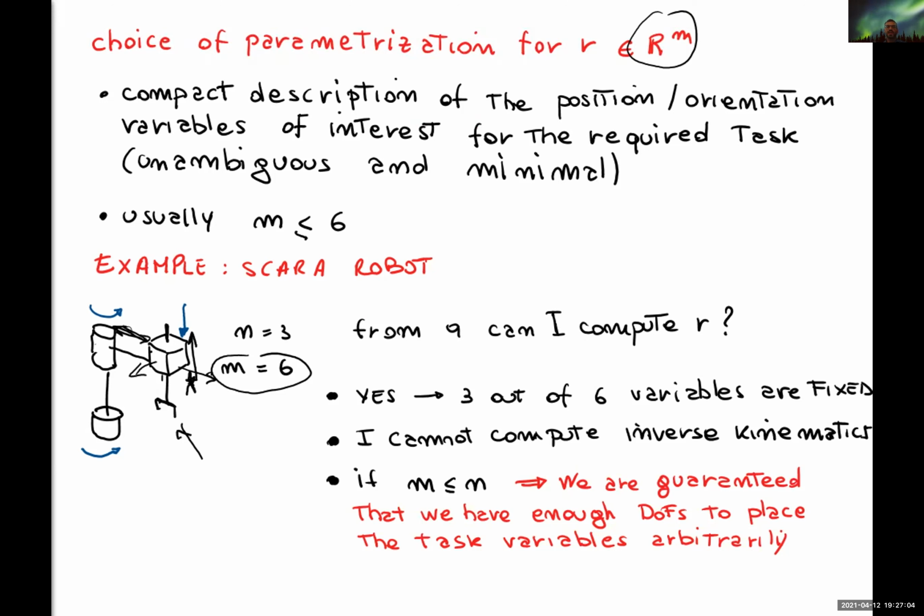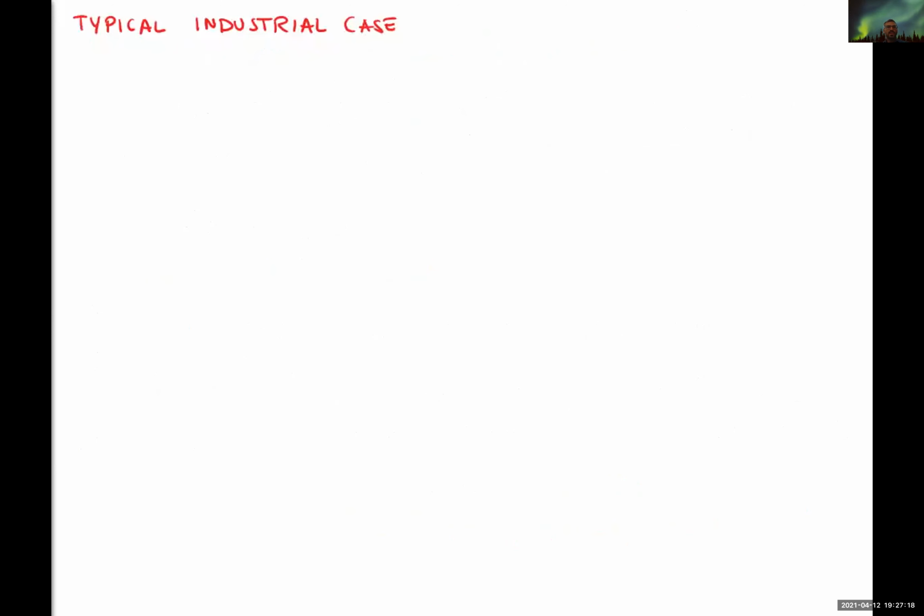So we don't have this issue. In this case, instead, M is bigger than N, and we cannot do that. So in a typical industrial case, either M is equal to N, and usually there are 6 degrees of freedom, or industrial robots have 7 degrees of freedom, and still our task is most of the time to control position and orientation. In this case, we have 1 degree of freedom of redundancy, which is the difference between the task space variables and joint space variables.